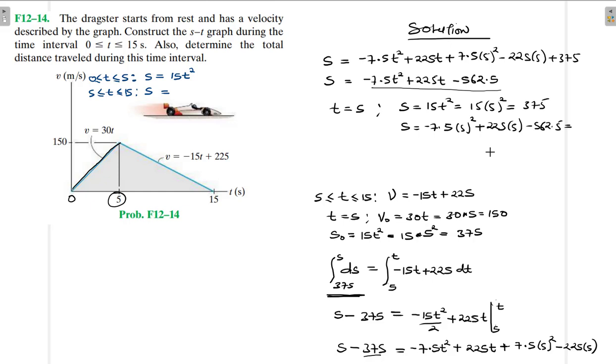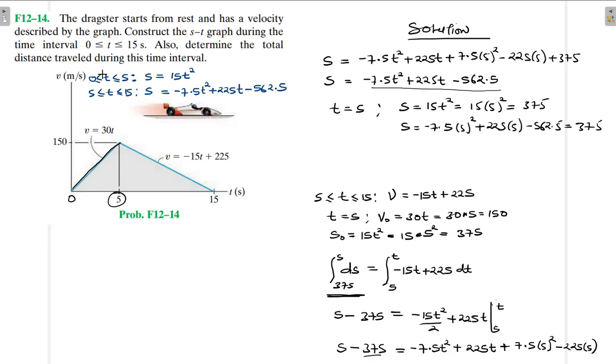What does this one give us? So minus 7.5 by 5 squared plus 225 by 5 minus 562.5. So I'm finding the same 375, so it means our quadratic expression is fine. So we can place it there. So we have minus 7.5 t squared plus 225 t and minus 562.5.